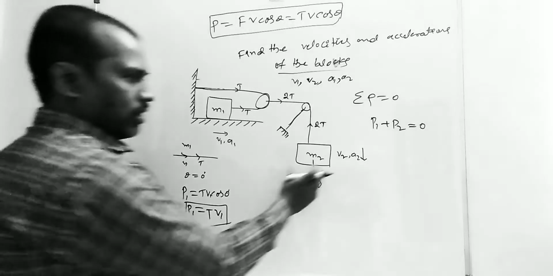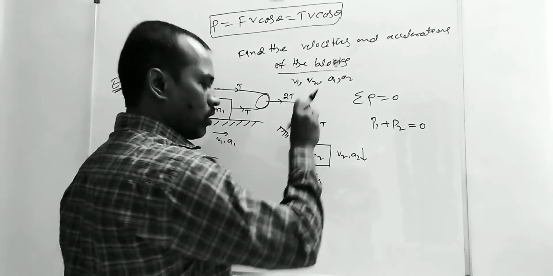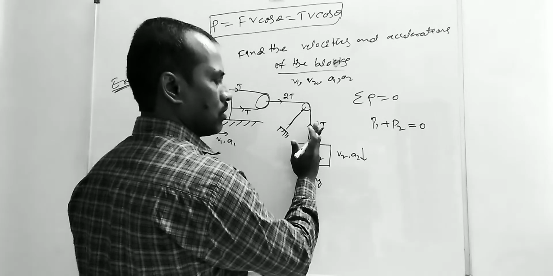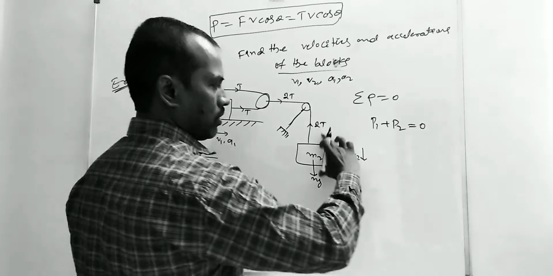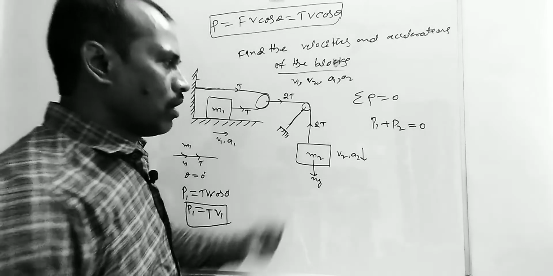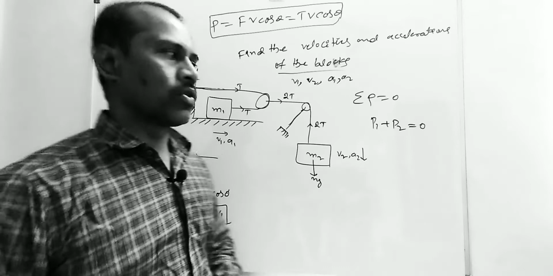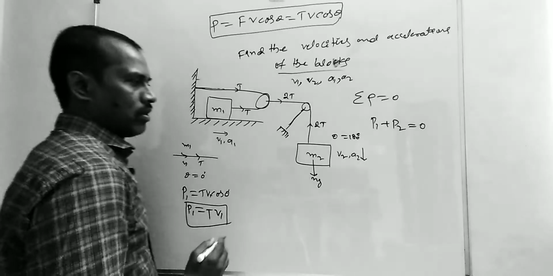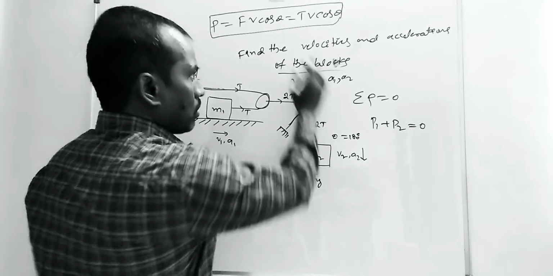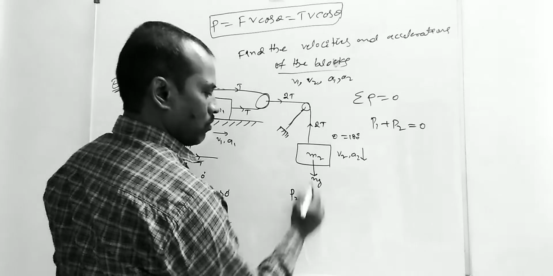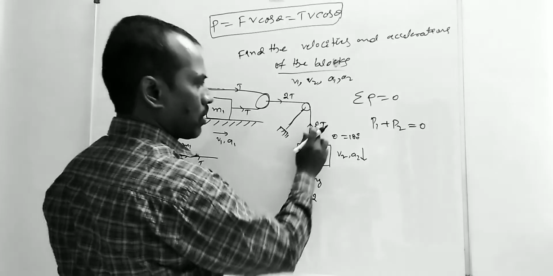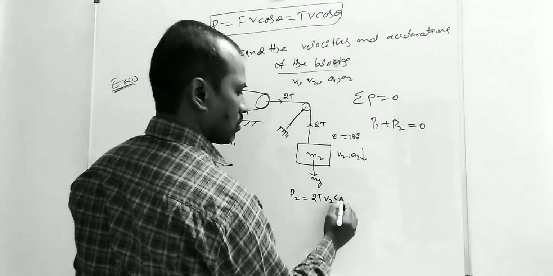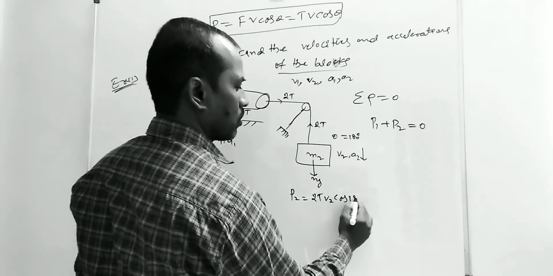In this case the M2 block is moving downwards with velocity v2 and acceleration a2, and the tension in the string acts in the upward direction. The tension force and velocity are both in opposite directions, which means theta is equal to 180 degrees. So P2 is equal to the tension in the string 2T times the velocity of the block v2 times cos theta, where theta is equal to 180 degrees.